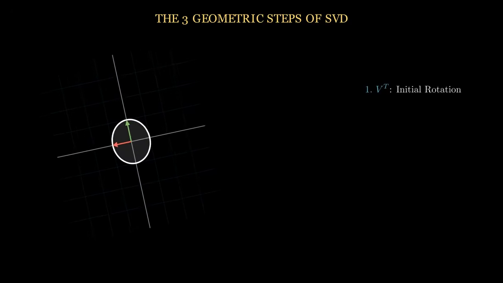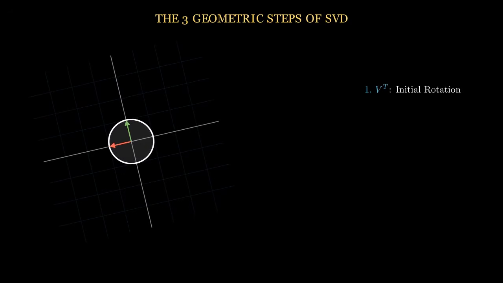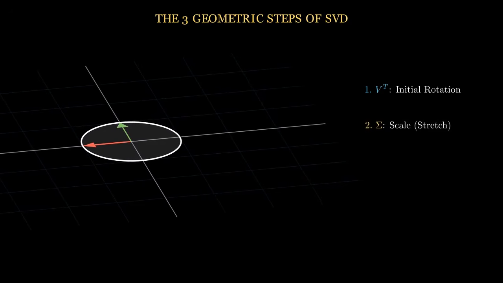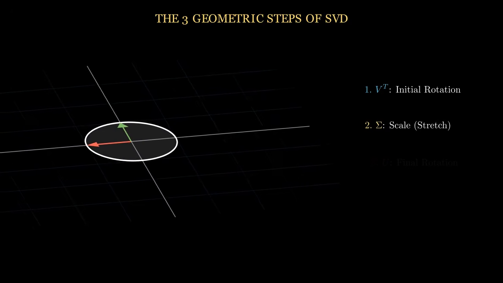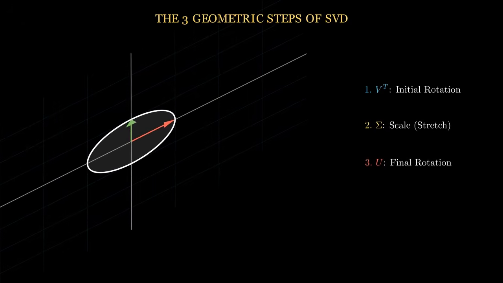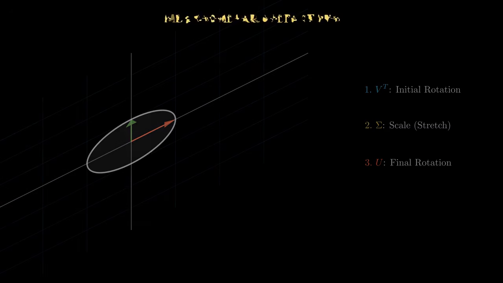Instead of viewing the matrix A as a single distortion, singular value decomposition breaks it apart. It tells us we can achieve the exact same result by rotating our coordinate system, stretching it along the axes, and then rotating it once more. In 2 dimensions, this means a circle is rotated so its key directions align with our stretch axes, scaled perfectly into an ellipse, and rotated to its final state.